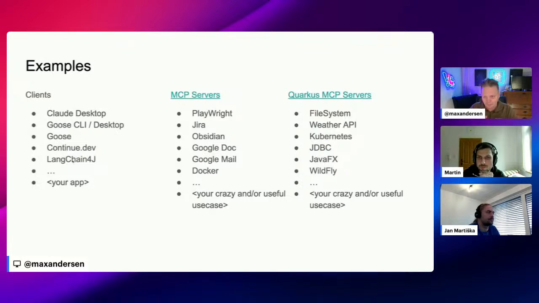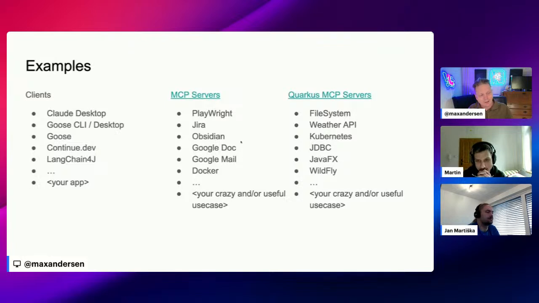LangChain4j is what Jan was showing, the actual framework as a client. And another thing to mention here is if you use LangChain for Python or any other stuff, they also, I believe, have support for MCP and can call these servers, right? And there's a bunch of servers you can go to. There's a bunch of catalogs out there. But you can find stuff like a Playwright server, a Jira server, Obsidian, Google Docs, Docker, any kind of thing you can think of.